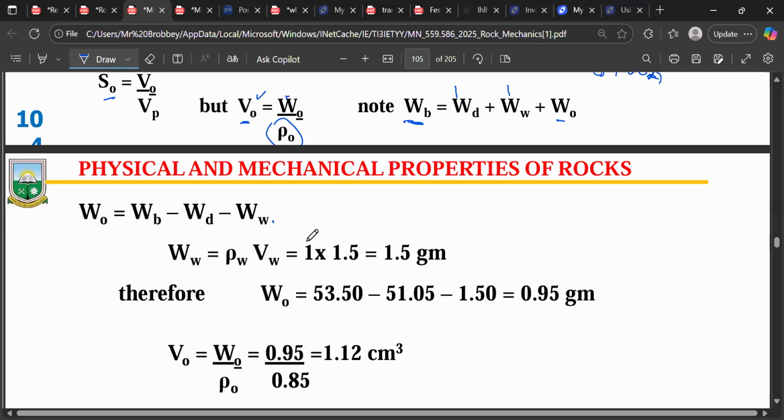All right, sure. Okay, now you also want to find the weight of water, but it's not also given. We're only given the volume of the water.